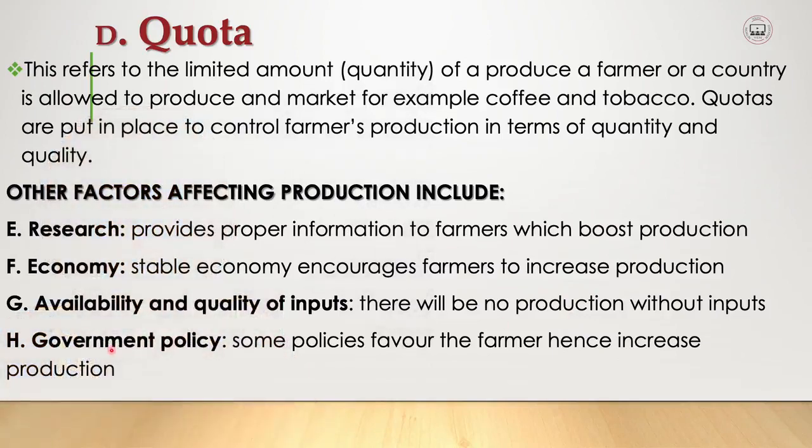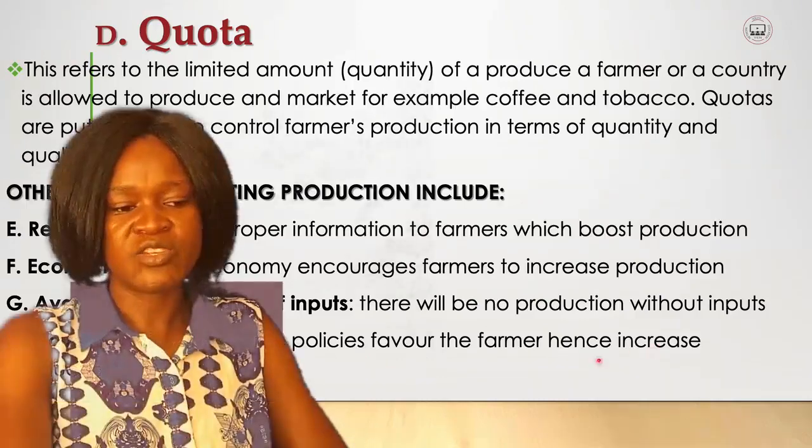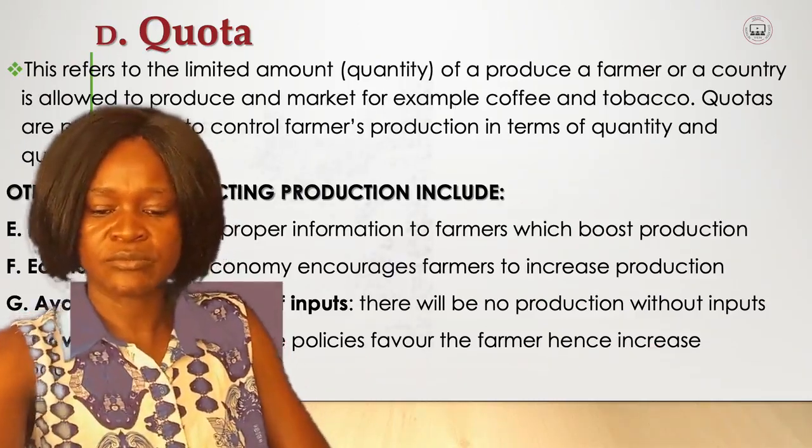The last minor factor of production is government policy. Some government policies favor the farmer, hence that will increase production. But there are other policies which will not favor the farmer. Such policies will discourage the farmer, leading to low production.